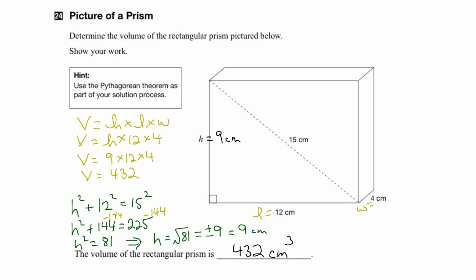And the units really tell us a lot of information because we're dealing with a 3-dimensional shape. Multiplying 3 variables, we know that the exponent should be a 3. And there you go. Our answer is 432 centimeters cubed.